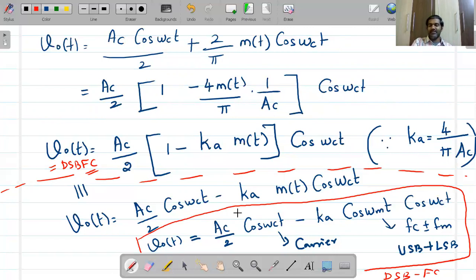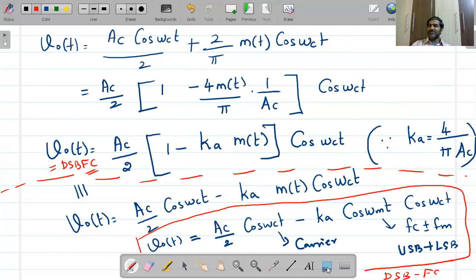Clear? So in this lecture we have expressed how to derive your equations for double sideband full carrier using switching modulator, or how a switching modulator can be used to derive double sideband full carrier. The logic is it is based on the switching characteristics of your diode. Okay, your carrier is governing the input to your diode. If your carrier is positive, your input is also positive. If your carrier is negative, your input is negative.